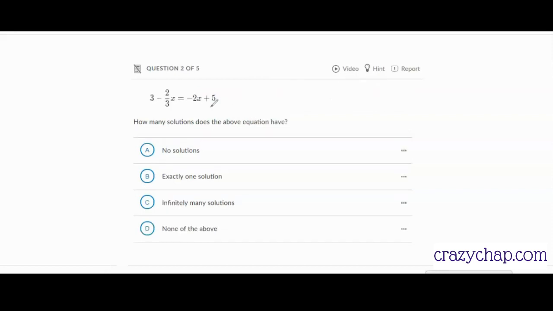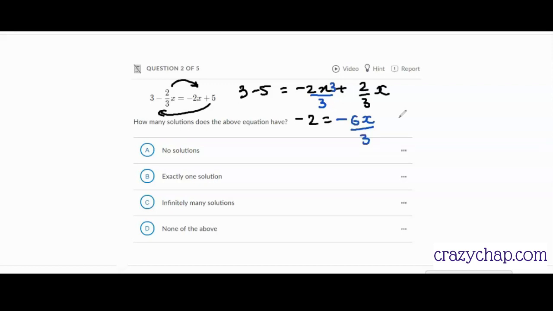Does the above equation have? So we'll solve the equation and see how many solutions. Bringing minus 2x over 3 to this side and taking plus 5 to this side, we get 3 minus 5 equal to negative 2x and plus 2 over 3x. Solving them, we get negative 2 equal to, since 3 minus 5 is negative 2, and to make the same denominator, we need to multiply up and down by 3 here. So we get negative 6x over 3 and plus 2x over 3.